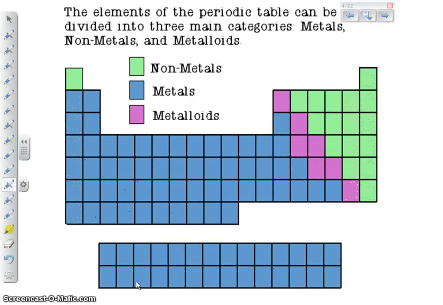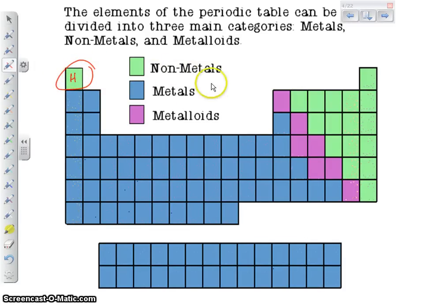Starting off, the periodic table is basically broken down into three main categories: your metals, your nonmetals, and your metalloids. We're going to talk about each of those a little more in depth, but the location of where to find each of those is kind of important. Your metals are all located on the left-hand side. Everything on the left is a metal except for hydrogen. Hydrogen is not a metal.